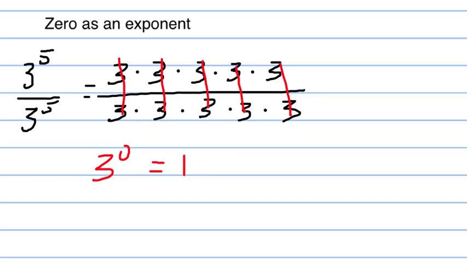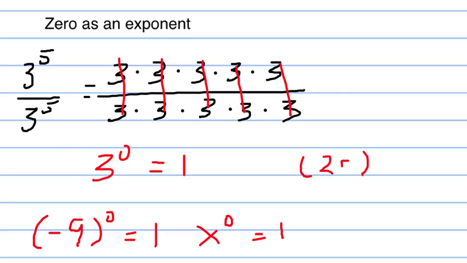If you look at the bottom of your page, you will see I have negative 9 to the 0 power. That equals 1. I have x to the 0 power. That equals 1. But look at the next to the last one, where I actually have it in parentheses: (2r) to the 0 power equals 1. But what about without parentheses? Do you know why that equals 2?